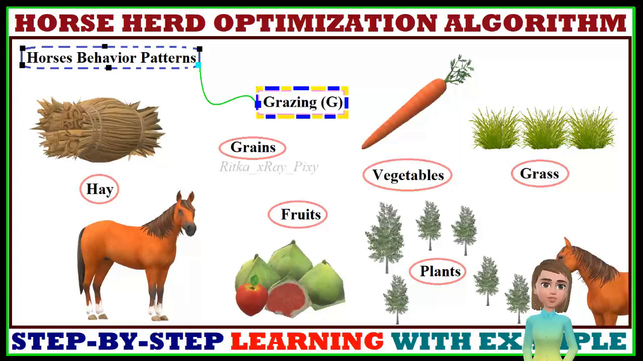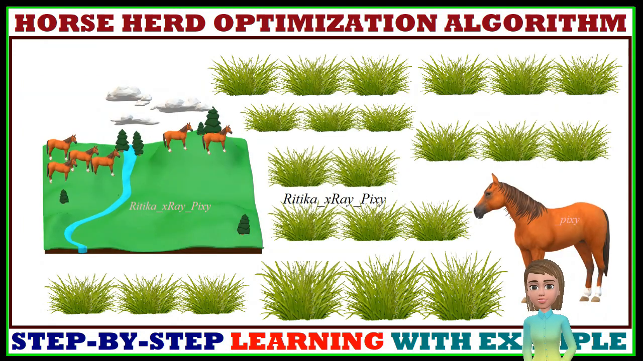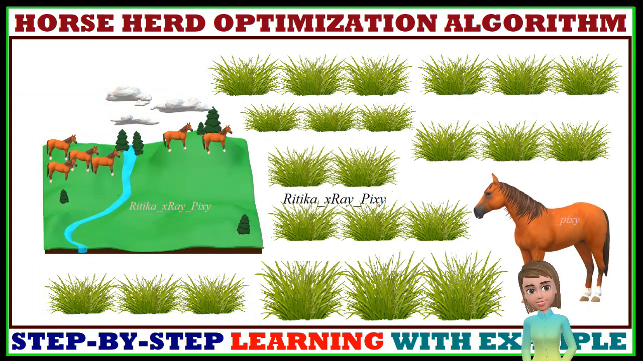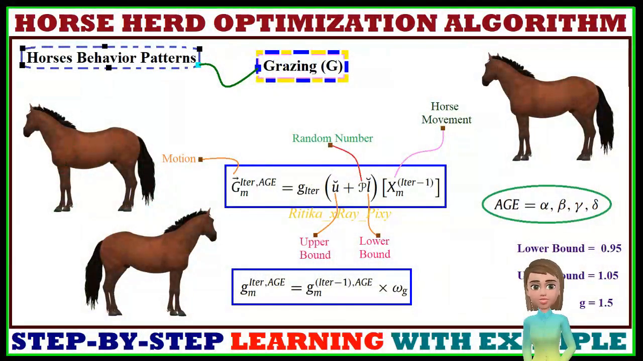Now you can see the horse behavior, that is grazing. Horses can graze 15 to 16 hours a day, and they can drink 5 gallons of water per day. They can eat hay, grains, fruits, vegetables, grass, and plants. In the horse herd optimization algorithm, virtual horses are used, and the virtual grazing area is modeled around each horse with coefficient G. This is the model for grazing behavior for the horses.